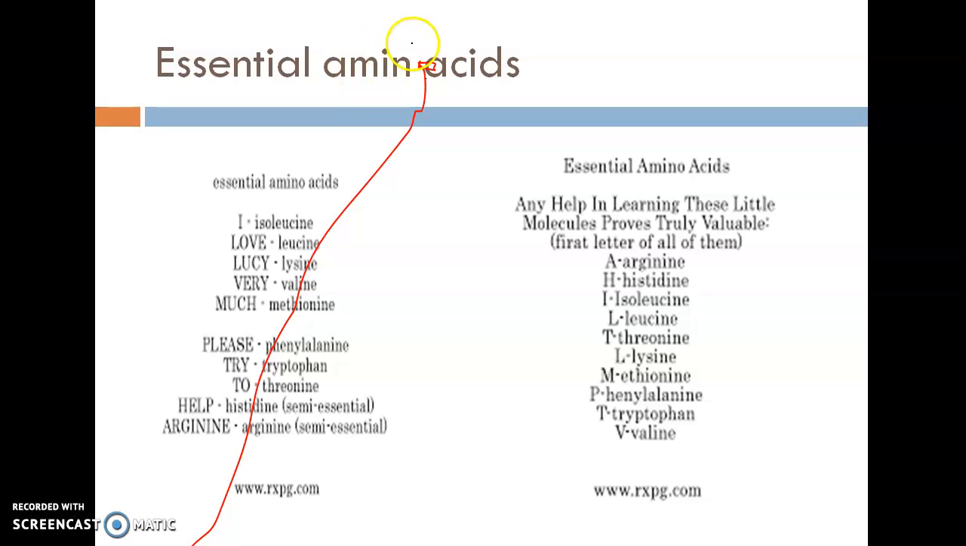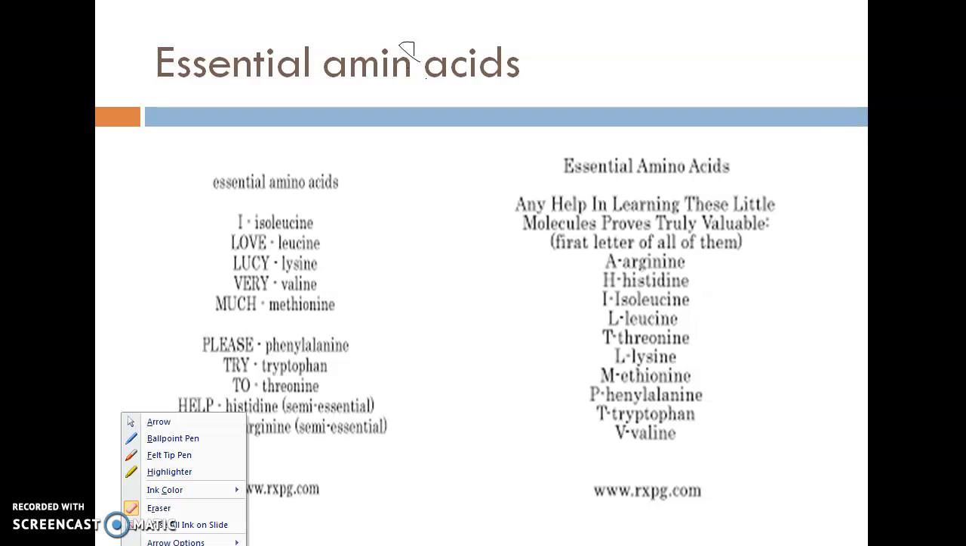So the essential amino acids, I missed out the O here. Okay. So continuing, the essential amino acids can be learned by mnemonics like I for isoleucine, L for leucine, L for Lucy.